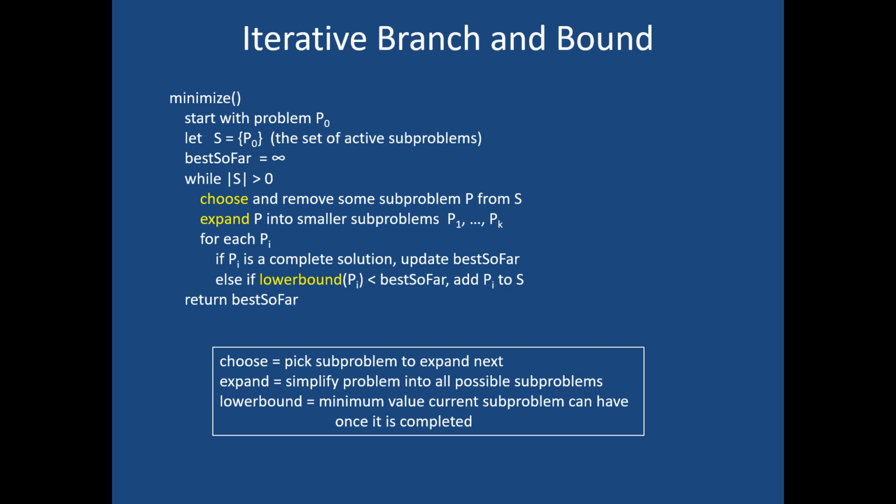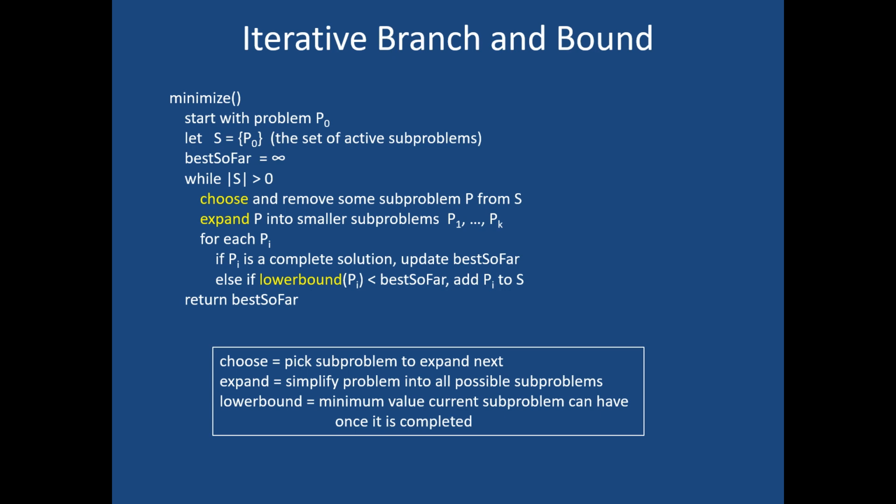on any eventual solution we can produce from P sub i, and that's what we spent time doing last time. And if that's less than best so far, then P sub i is worth considering. But if it's bigger than or equal to best so far, we just throw it away. We can't benefit from looking at it because we decide it's bound to give us a worse answer than we already have. And so that's the paradigm for iterative branch and bound. So again, you've got to be able to choose a subproblem to expand next. You've got to be able to expand it, and you've got to be able to calculate a lower bound on the eventual extension of a partial solution.